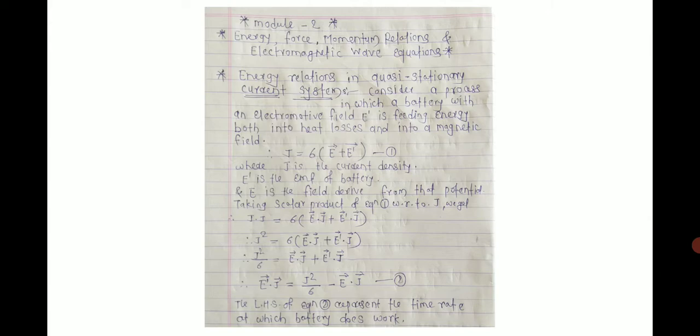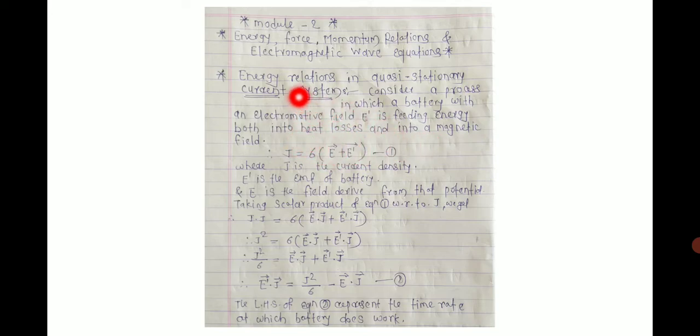Then we will obtain the energy relation in that quasi-stationary current system, that is the slowly moving energy in a magnetic field. Let's start the expression. Consider a process in which a battery with electromotive field E dash is feeding energy both into heat losses and into a magnetic field.